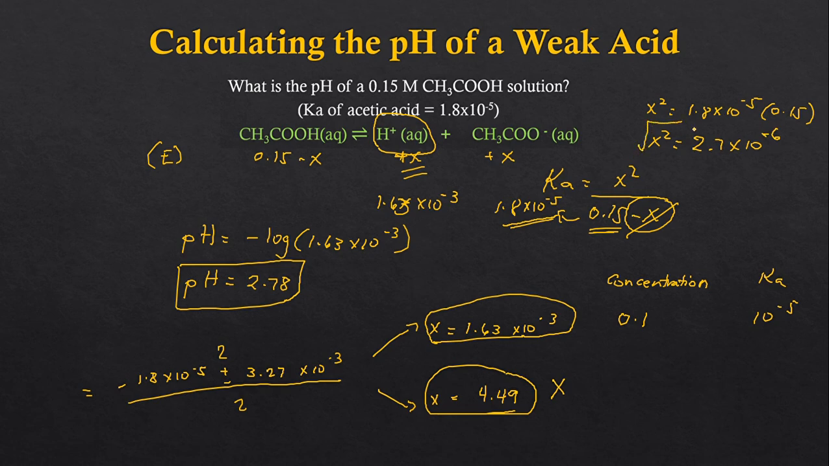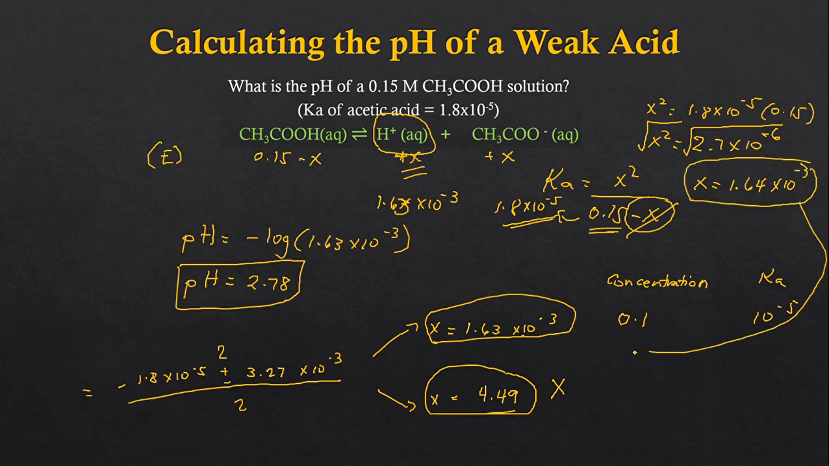You get the square root of both sides of the equation. So, x is equal to anong square root ng 2.7 times 10 to the negative 6. So, that is 1.664 times 10 to the negative 3. At kung mapapansin ninyo, halos pareho lang nito. Diba? So, malapit na lang talaga yung sagot natin.